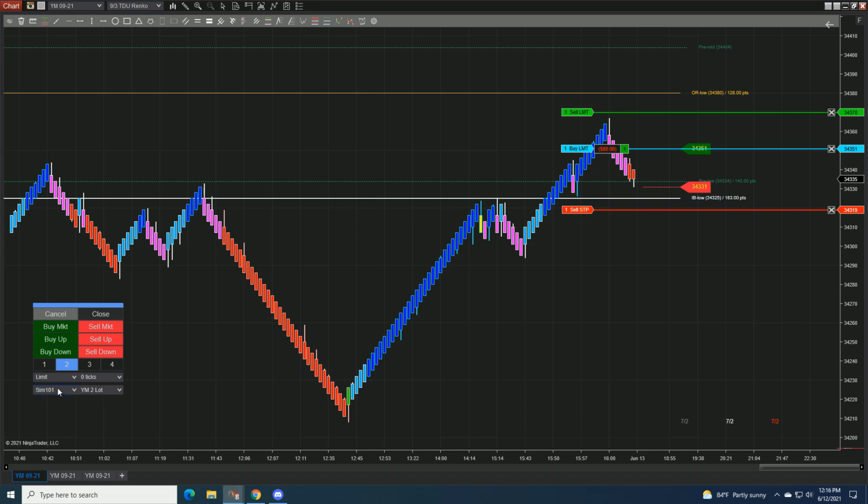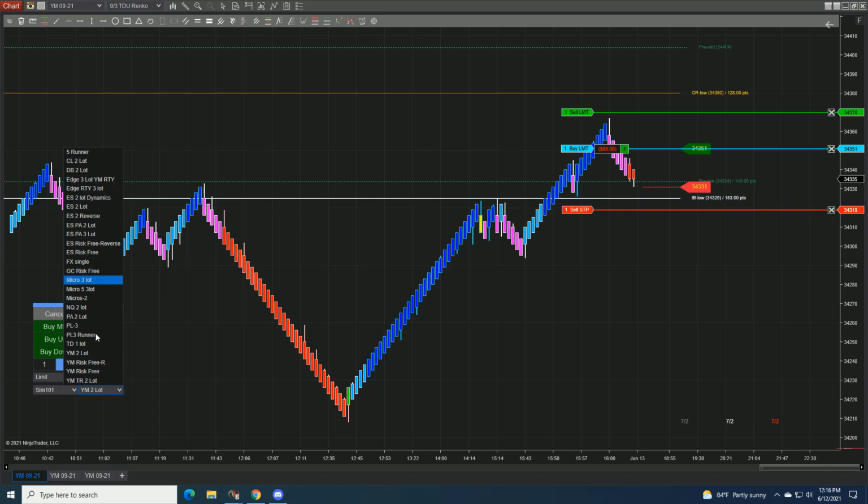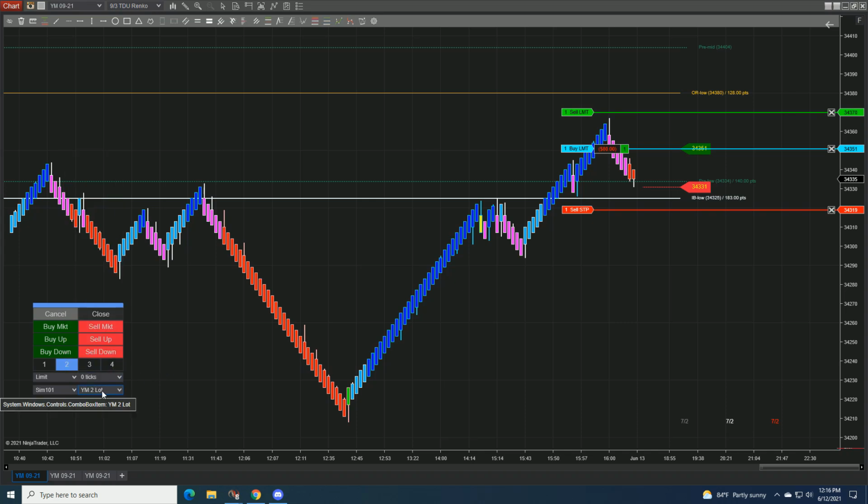Now here I've just got a SIM account, but this would be your account. This would be the ATM. So these are all my ATMs, so this would be ATMs that you can choose. So it's easy to change if you wanted to. Something very easy: what tick offset you want to use, am I going to go limit or market, and then of course just your account here. So it makes it really easy to decide where you want to enter and then the speed at which you can make that decision.